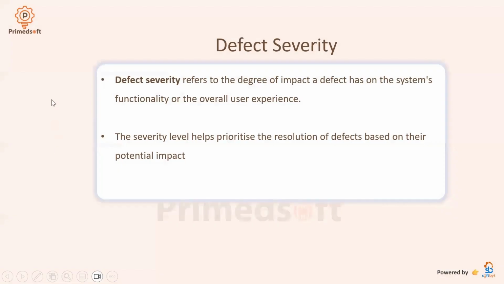So we have defect severity. Defect severity refers to the degree of impact a defect has on the system functionality or overall user experience. Okay, the severity level helps prioritize the resolution of defects based on their potential impact. Now let us explore each level of defect severity in great detail.